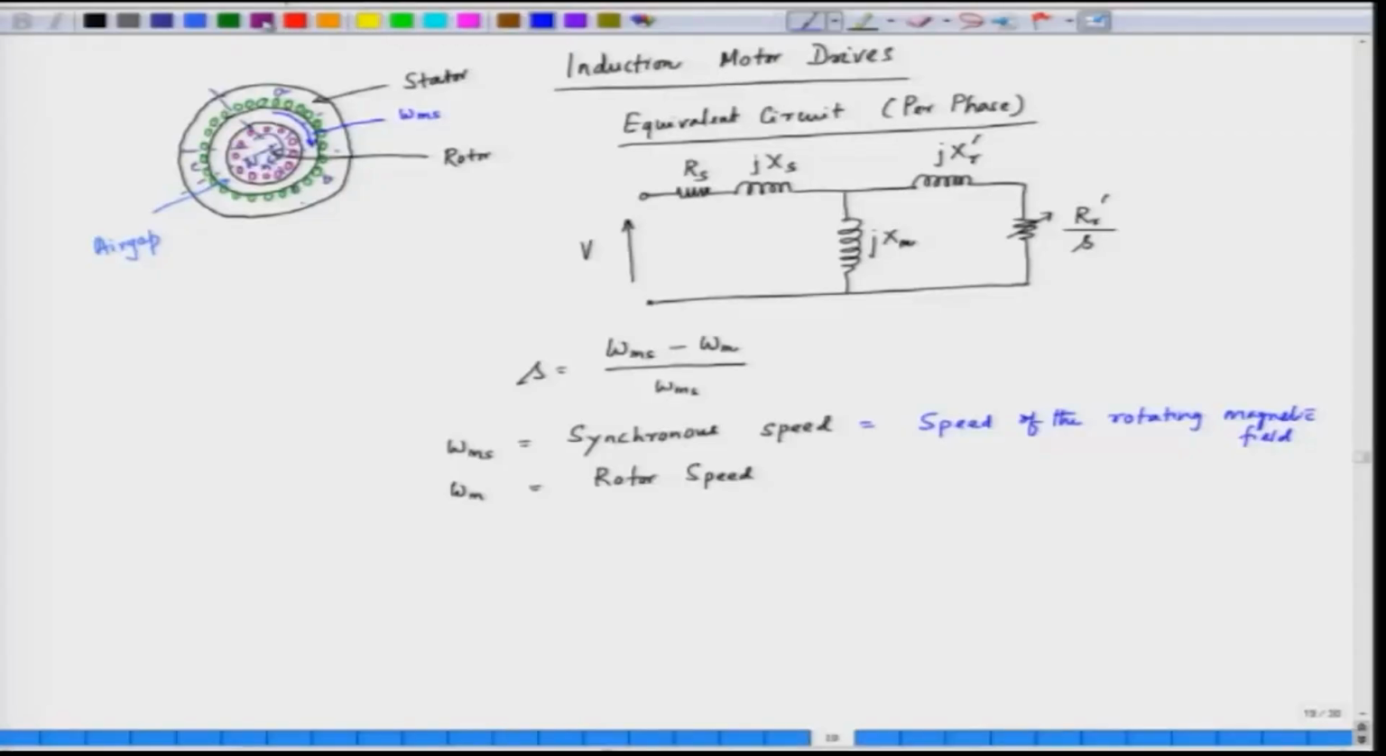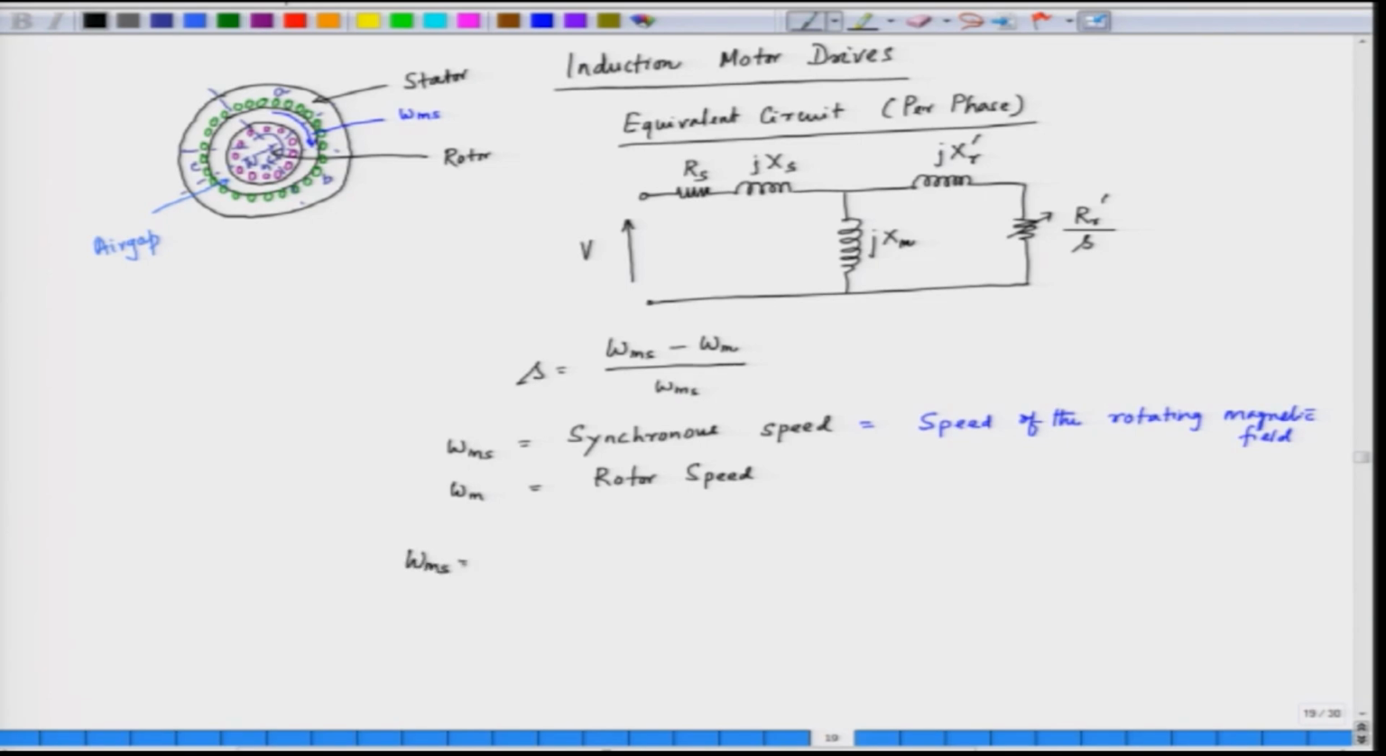In the last lecture, we just started the discussion on induction motor drive, and we saw that there is a slip which is present when the induction motor rotates. Now, the slip is defined as the ratio of omega ms minus omega m to omega ms. Omega ms is the synchronous speed, and how do we define this omega ms?